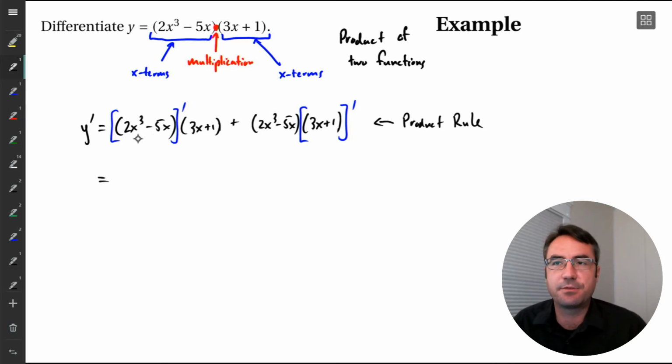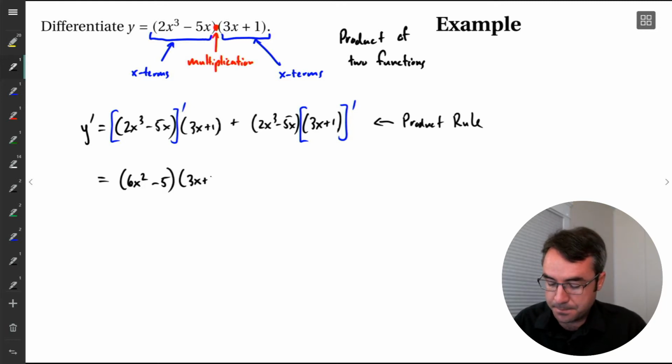So we've seen how to differentiate the terms just inside here. What is the derivative of 2x cubed minus 5x? For that first term, it would be 6x squared. And then we differentiate the minus 5x. That's minus 5. So the derivative of this first piece is 6x squared minus 5. The 3x plus 1 here is outside the brackets, so we don't do anything. And the 2x cubed minus 5x here is also outside the brackets, so we don't do anything there.